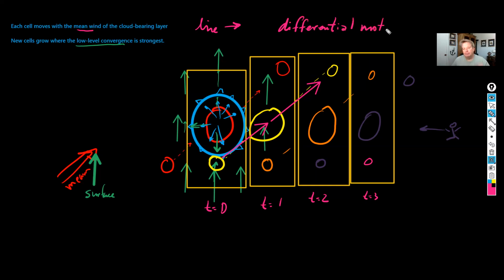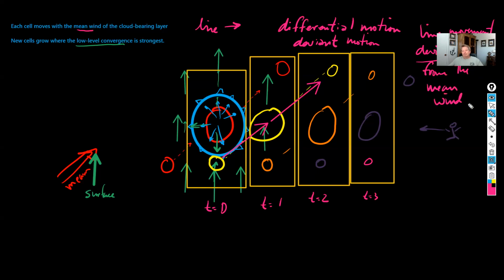motion. Or maybe a better word would be deviant motion. And to clarify that, what we'd say is the line movement deviates from the mean wind. And that's the first time we see lines moving in one direction and storms moving in another direction.